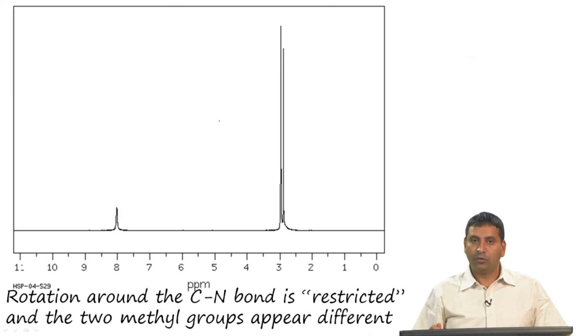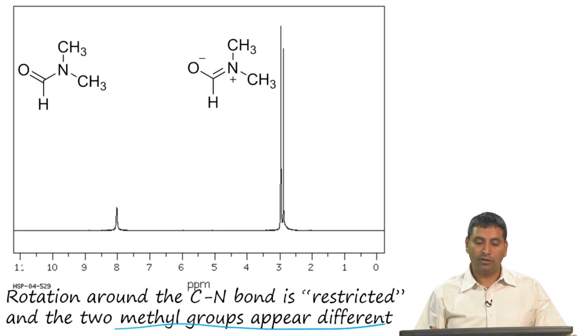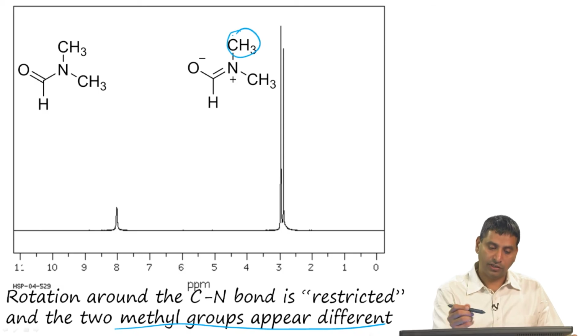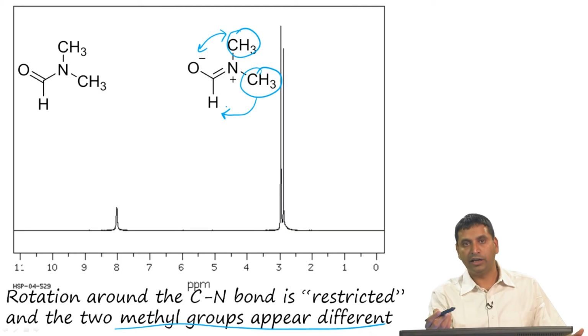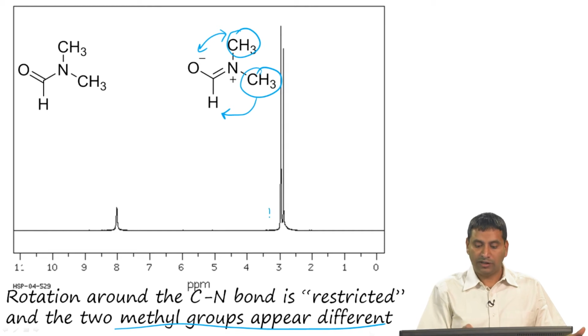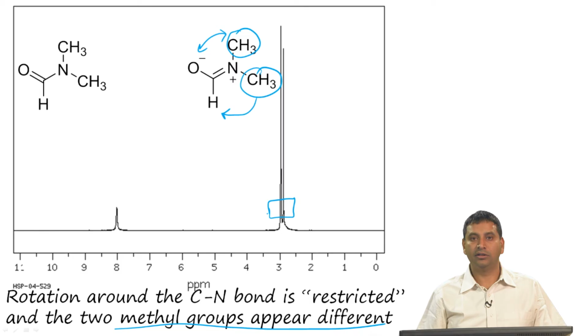Therefore, with this restricted rotation, the 2 methyl groups actually appear different, because you have this methyl group here, which is right next to the O minus, whereas this methyl group here is next to the aldehydic hydrogen. So, the chemical environment and the magnetic environment around the hydrogens is actually different, and so you start seeing those differences in the NMR spectrum.